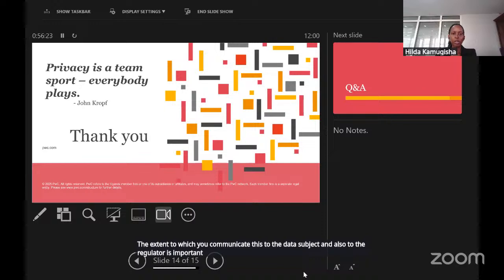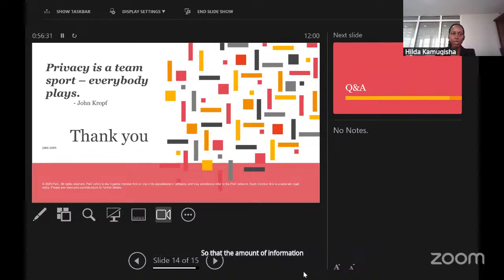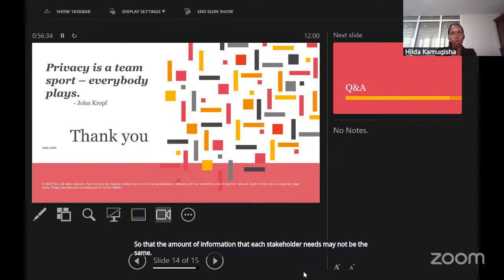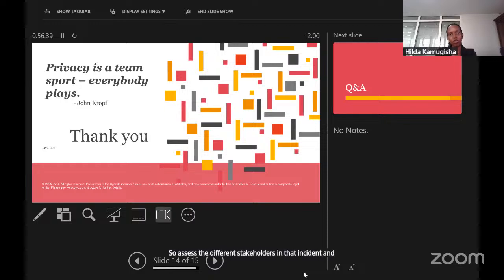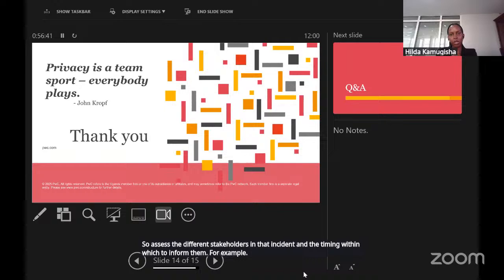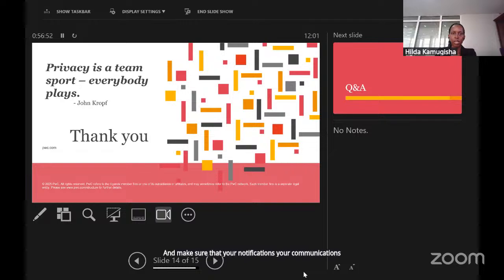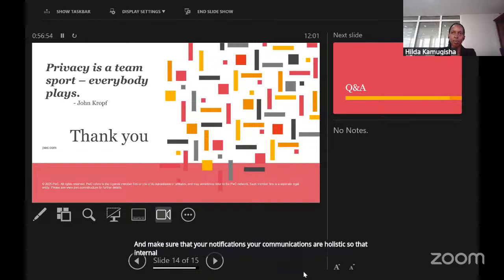But it's also important to follow the guidelines in place around communication, so that the amount of information that each stakeholder needs may not be the same. So assess the different stakeholders in that incident and the timing within which to inform them. For example, if information to the regulator is within 48 hours, you want to get as much information as you need about the incident, and make sure that your notifications, your communications are holistic. So the internal incident management process needs to be very comprehensive and very timely.